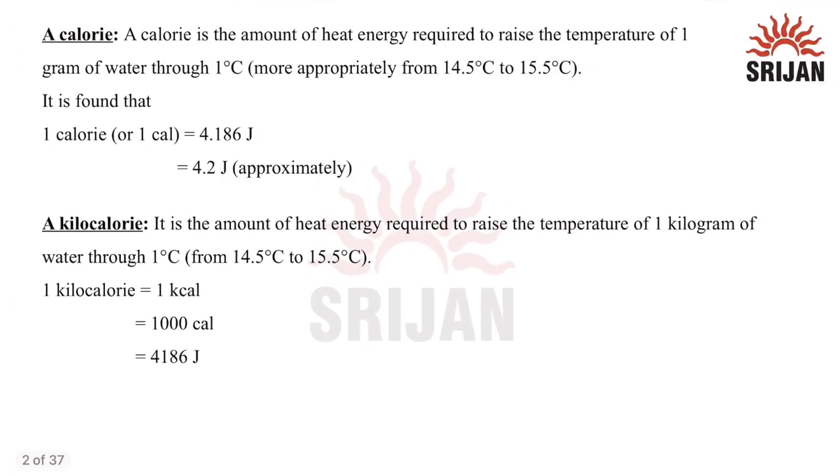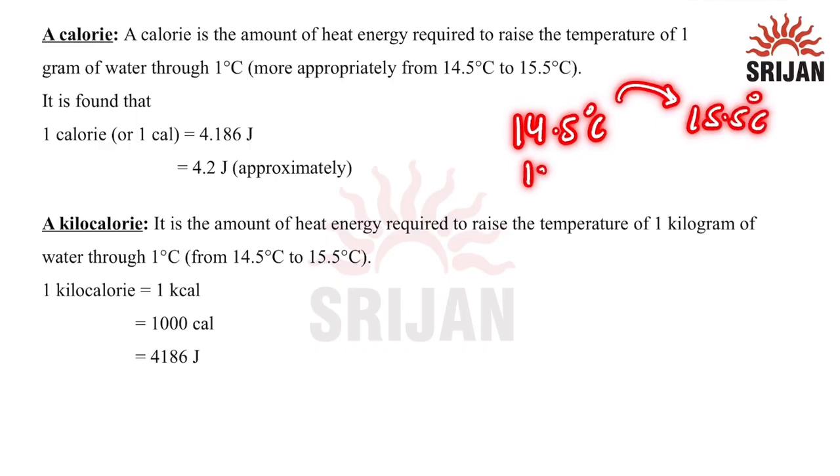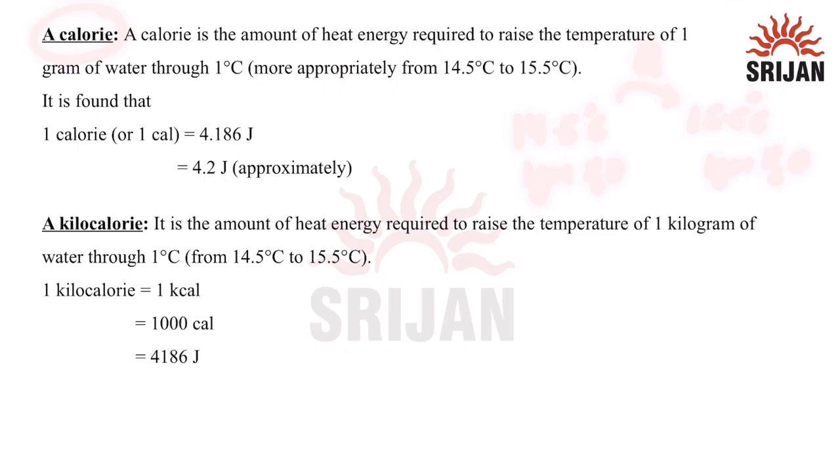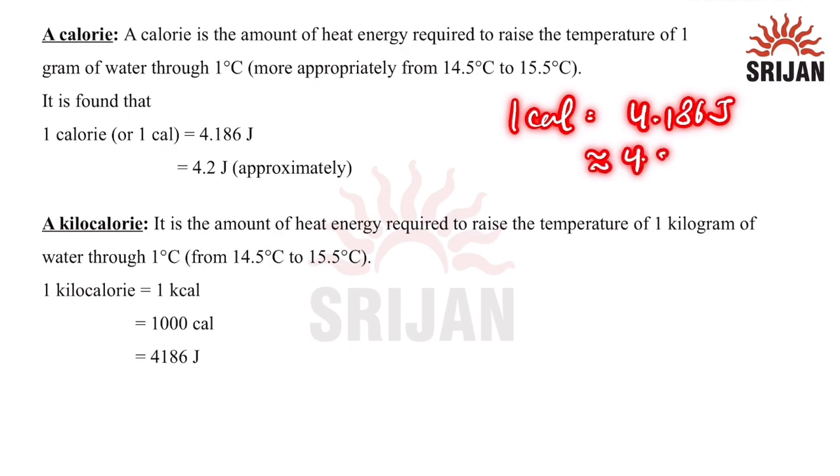Now, what is a calorie? It is the amount of heat energy required to raise 1 gram of water's temperature through 1 degree Celsius. Let's say approximately from 14.5 degrees Celsius to 15.5 degrees Celsius for 1 gram of water, the heat energy required is a single calorie. On calculation, it was found to be 4.186 joules, or approximately 4.2 joules.